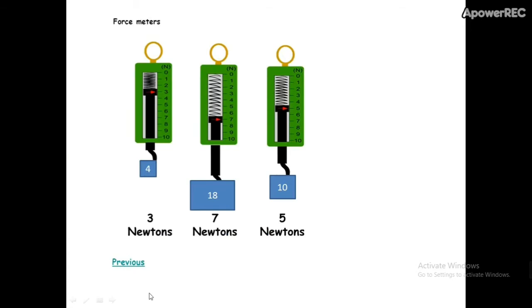Force depends on the weight. Light objects need less force than heavy objects. Here are objects with 4 grams, 18 grams, and 10 grams weight. The lightest object, which is 4 grams, needs less force, 3 newtons. The 18 grams, which is the heaviest object, needs the most force, which is 7 newtons.